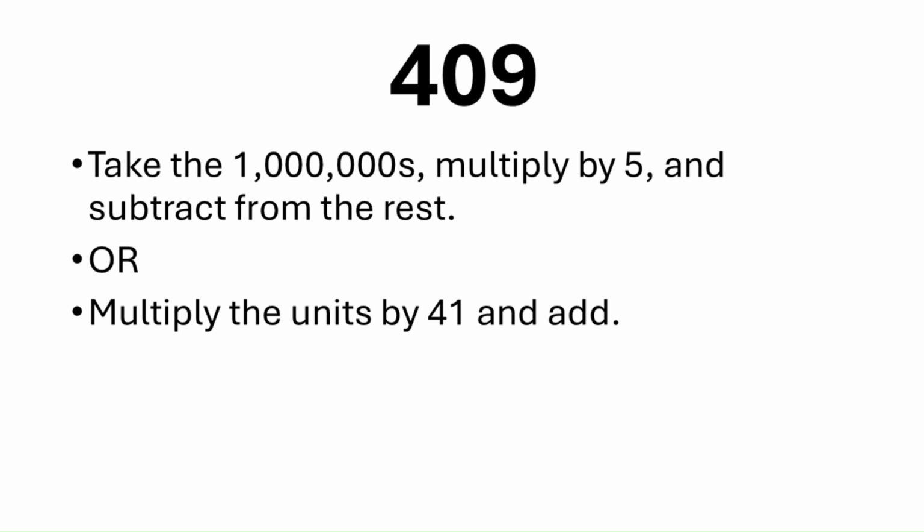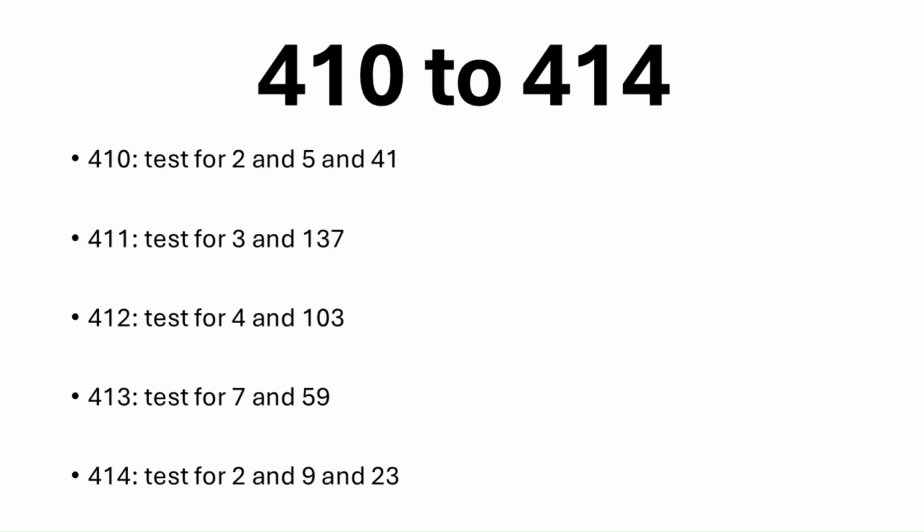409. Take the 1 millions, multiply by 5, and subtract from the rest. Or multiply the units by 41 and add. 410, test for 2 and 5 and 41. 411, test for 3 and 137. 412, test for 4 and 103. 413, test for 7 and 59. 414, test for 2 and 9 and 23.